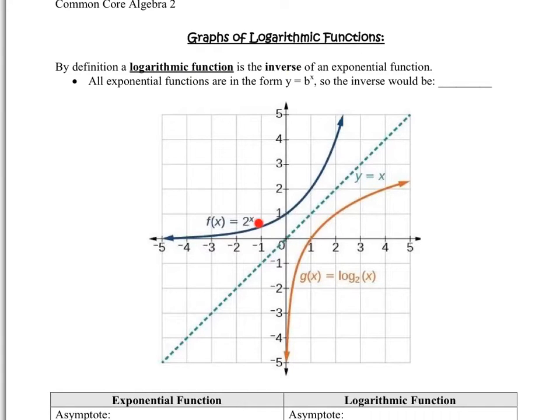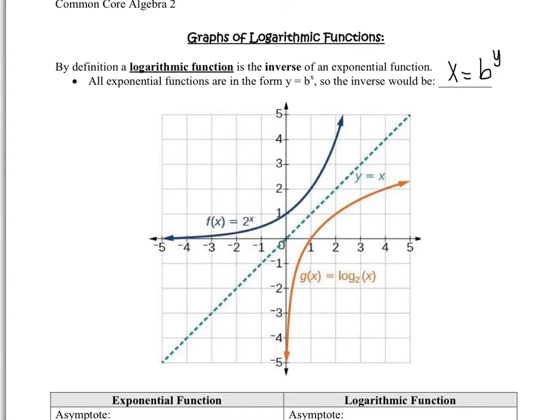So here's an exponential function, here's the line y equals x, and here's its reflection. So this graph here that I'm highlighting is called a logarithmic function because it's the reflection of this function here, which we call exponential. So, all exponential functions are in the form y equals b to the x, where b is 2. So the inverse would be x equals b to the y.